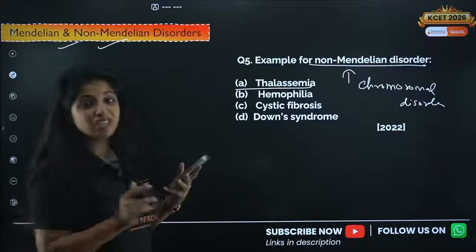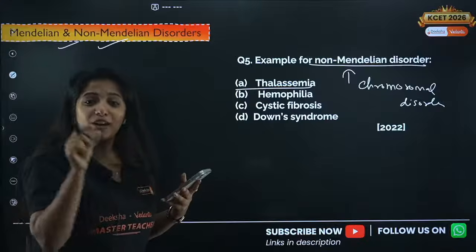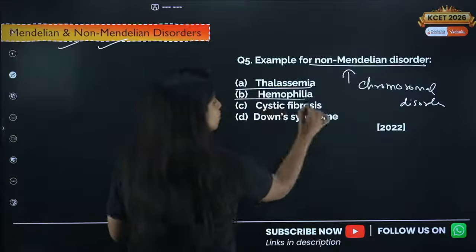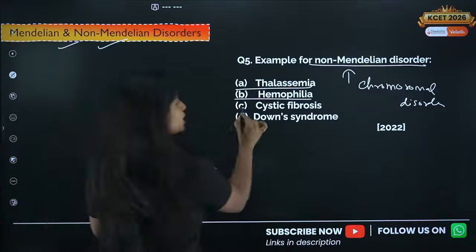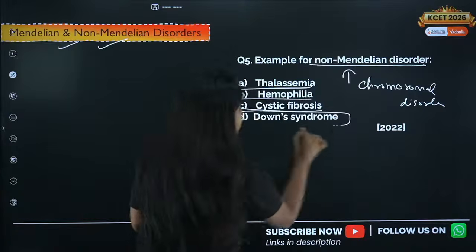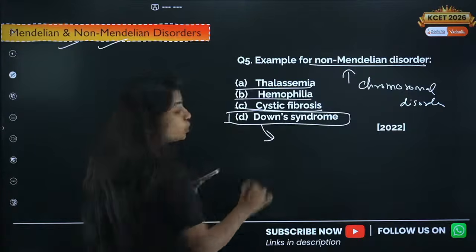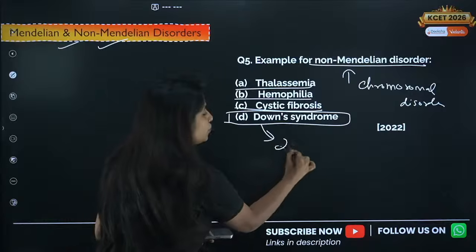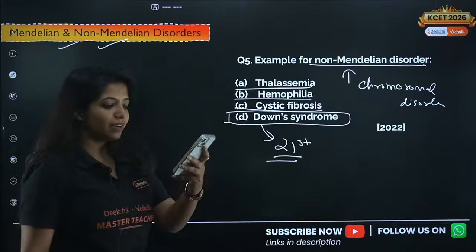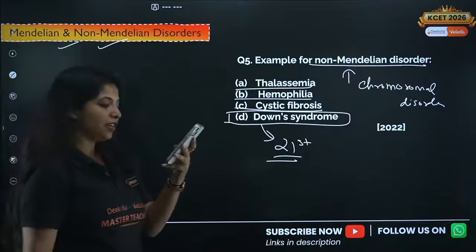Thalassemia, my dear children, is a Mendelian disorder. Why? Because a part of a gene is being affected. Similarly, hemophilia also, a gene is being affected. Cystic fibrosis also, a gene is being affected. Down syndrome is where you get an extra chromosome, the 21st chromosome, you get an extra copy of it, which is why it comes under non-Mendelian disorders.